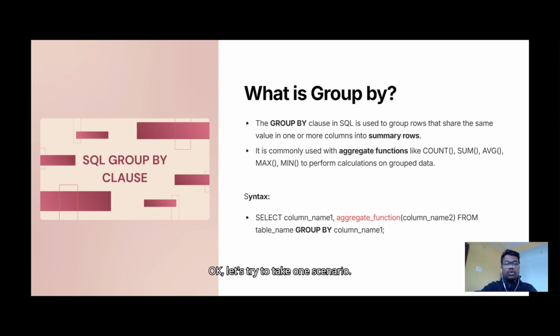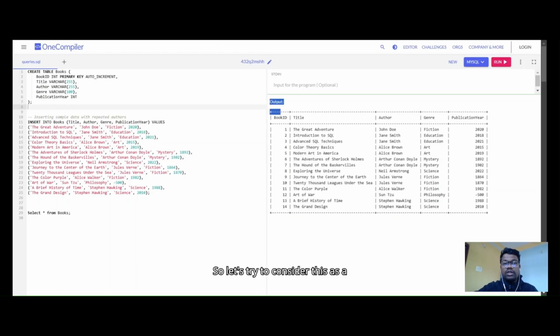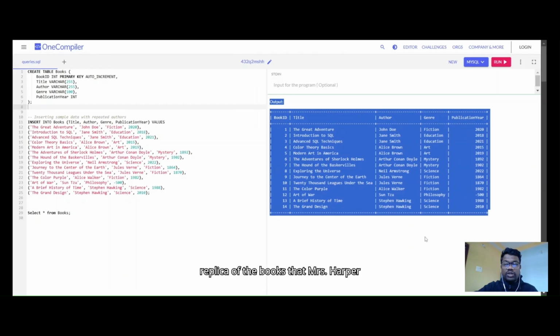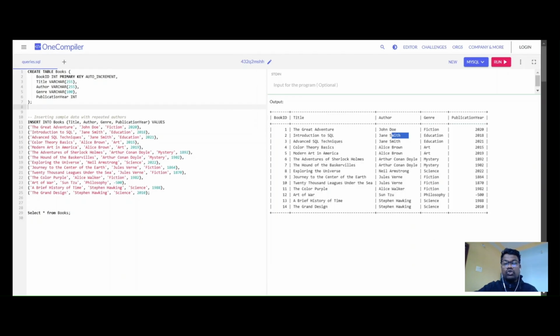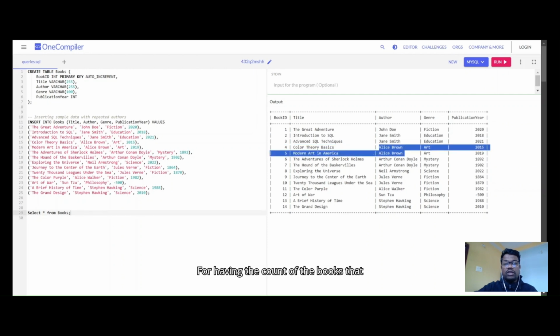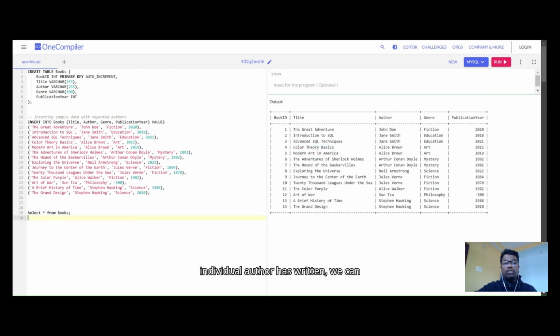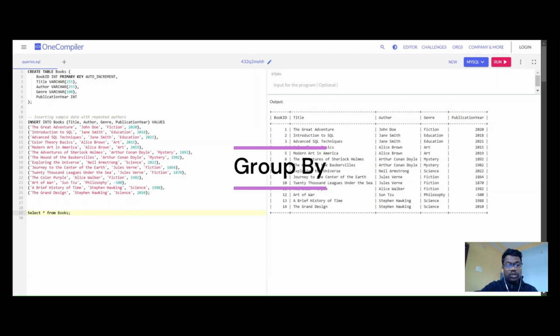Okay, let's take one scenario. Let's say Mrs. Harper needs to know how many books each author has written. So let's consider this as a replica of the books that Mrs. Harper has. Mrs. Harper wants to know how many books each author has. For having the count of the books that each individual author has written, we can make use of the group by clause. Let's see how we can do this.